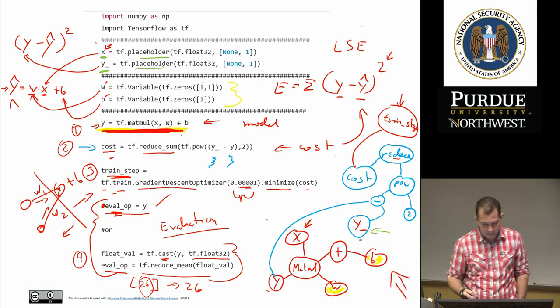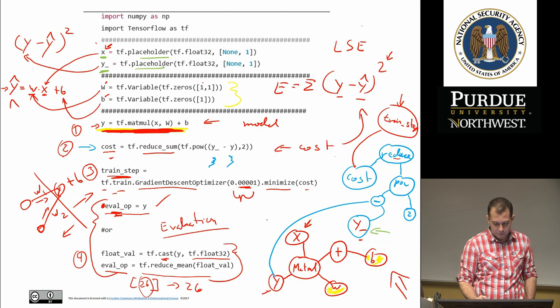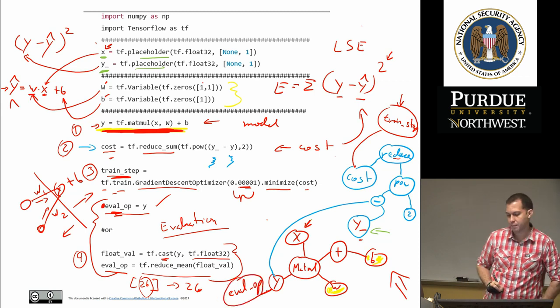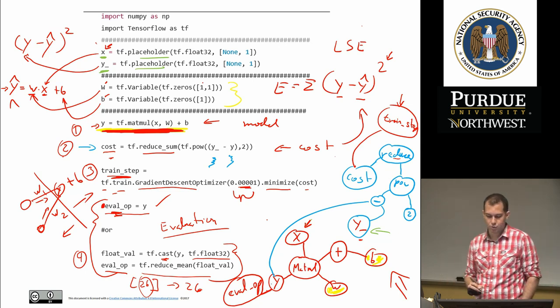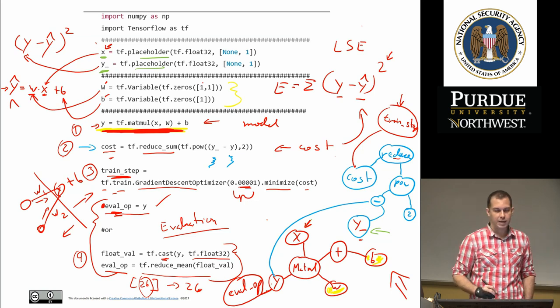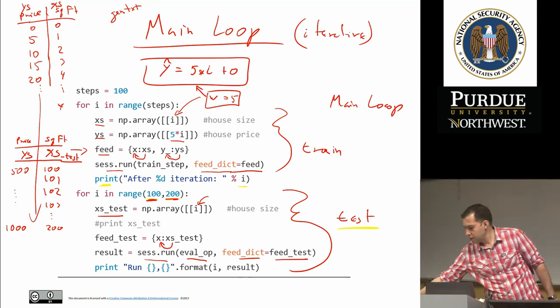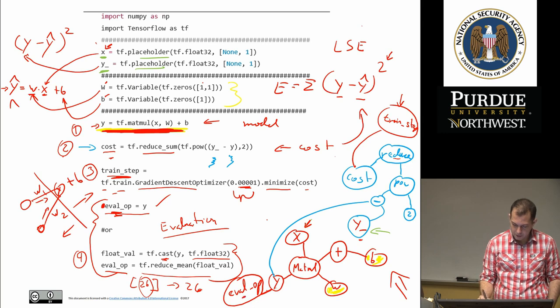If we want to look at it in the graph, we know that y is the inference function. So now we just created a new node called eval op. Here we go. Eval op is the node, and that node is connected to y. So when we run eval op, now we are calling that part of the graph that relates to y, or the inference.